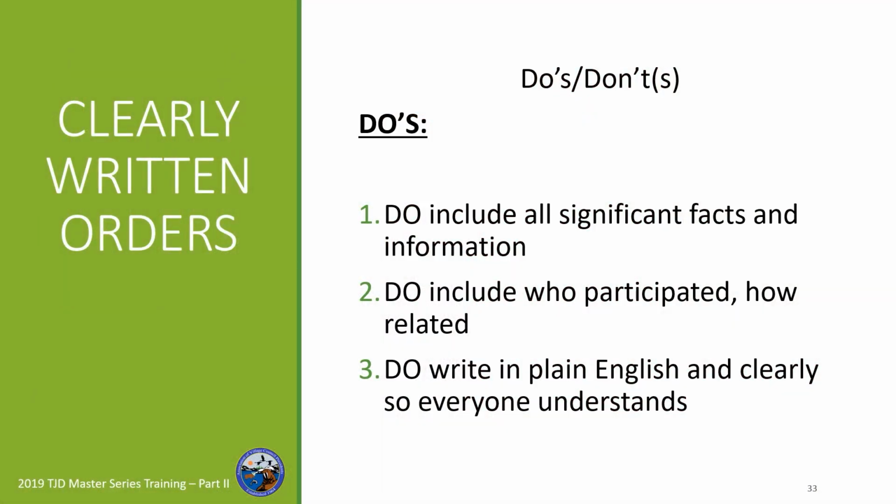Here are some simple tips for clearly written orders. We want to make sure we have clearly written orders that everyone can understand. So some do's. We want to make sure we're including all significant facts and information. We also may want to consider including who participated. For instance, on this date in front of me was Heather and Denise, or just Heather.